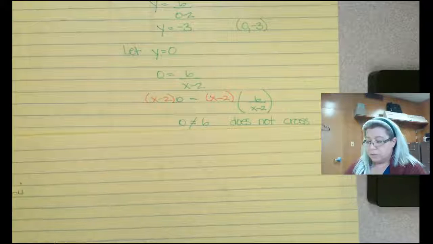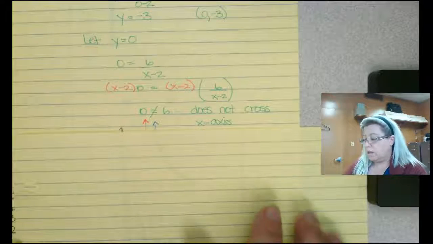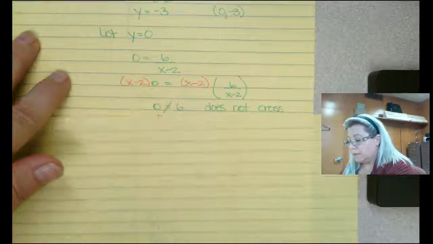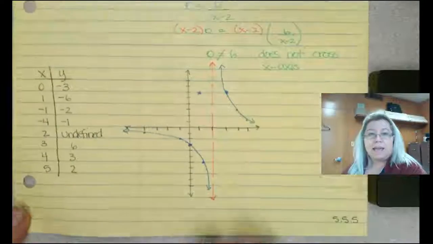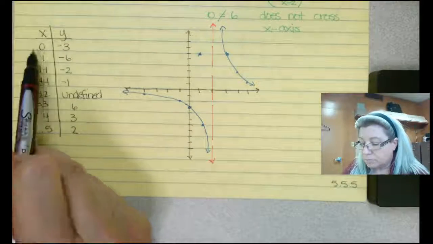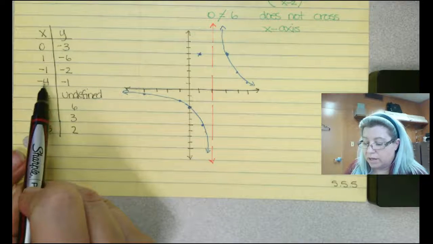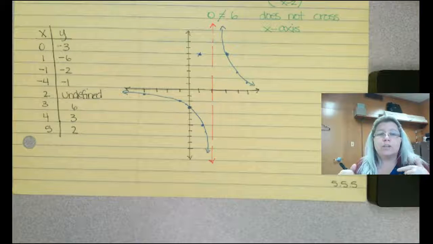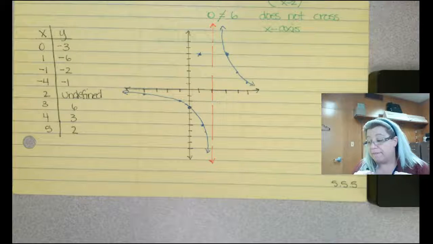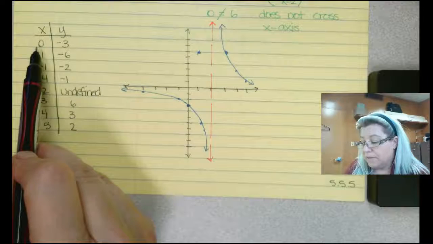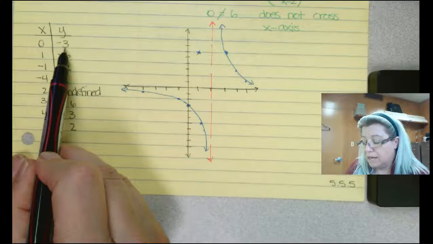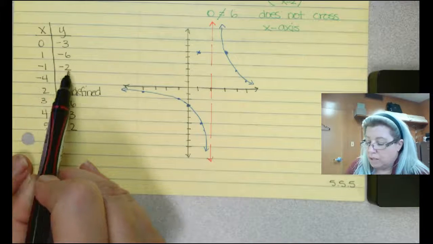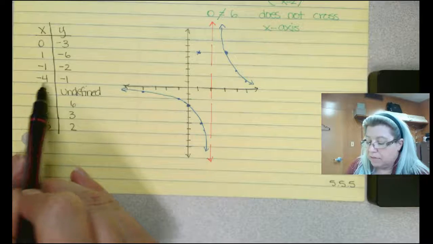So what you're going to do is build a little table, choose some values for x, plug them into the equation. I just chose 0, 1, negative 1, negative 4, 2, 3, 4, 5, enough values to be able to plot this graph. If I plug in 0, y will be negative 3. If I plug in 1, y will be negative 6. Negative 1 will be negative 2. If I plug in negative 4, I get negative 1.